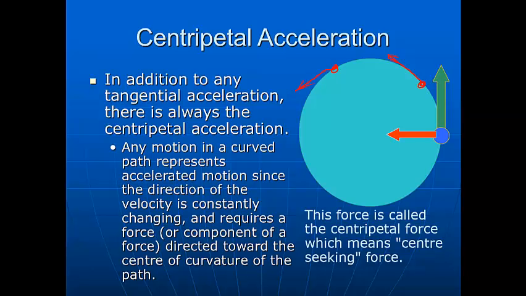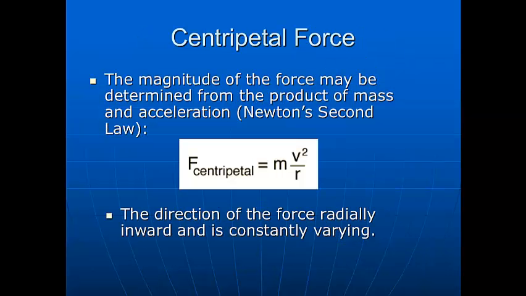And because of that direction change, you end up getting an acceleration. If you have an acceleration, you get a force. So that centripetal acceleration gives you centripetal force, and the magnitude of the force can be determined simply by F equals ma, Newton's second law. But our acceleration, as we saw before, is v squared on r. So our centripetal force is mv squared on r.